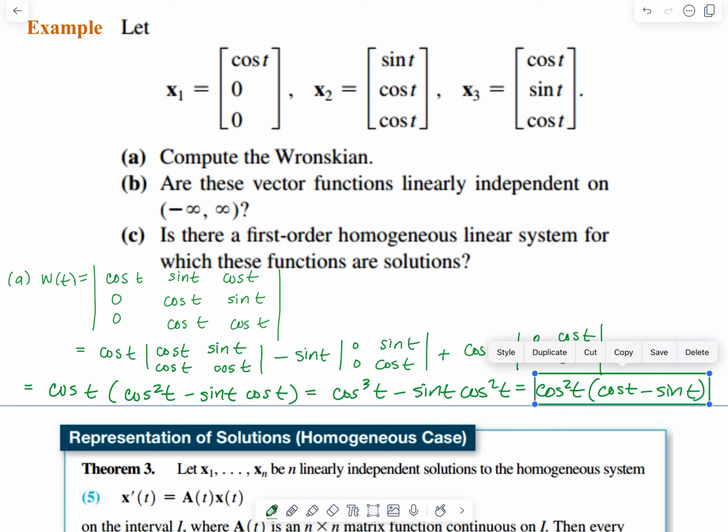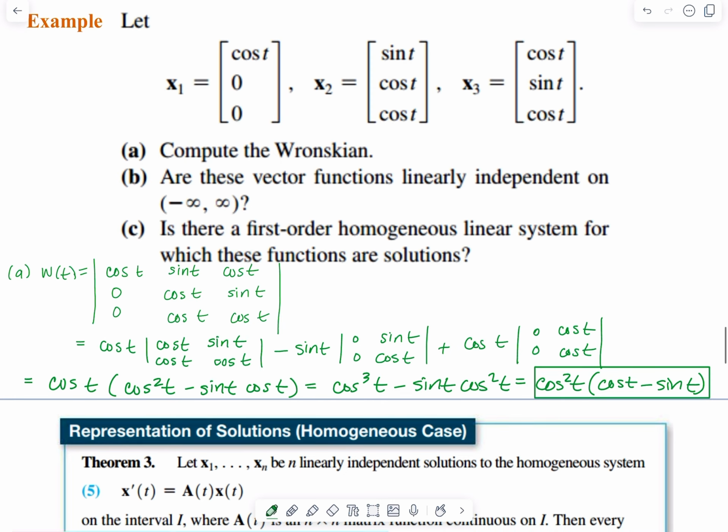Okay, let's look at part B. Are these vector functions linearly independent on negative infinity to infinity? Yes, as you can see, these are independent on negative infinity to infinity. They are independent as vector functions.